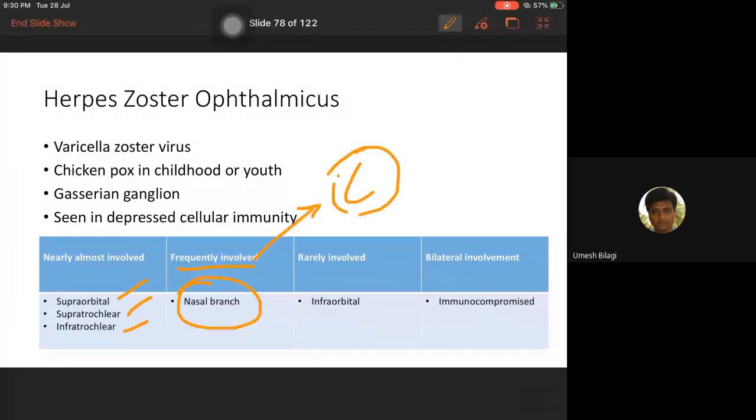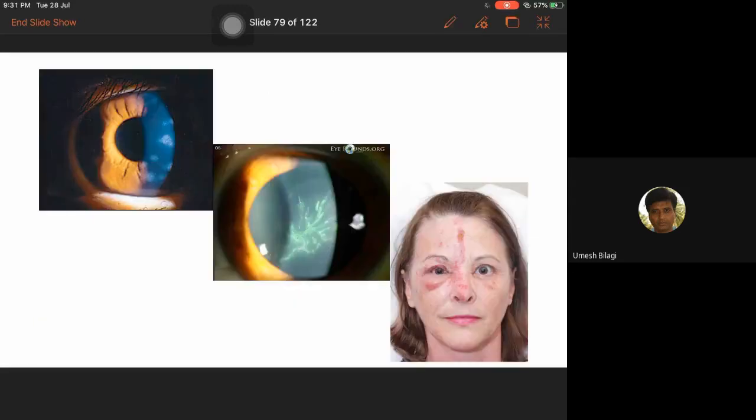It's usually unilateral. It follows the midline structure. Normally, if it is bilateral, you have to think of something known as an immunocompromised status. So these are the different clinical presentations of herpes zoster ophthalmicus.